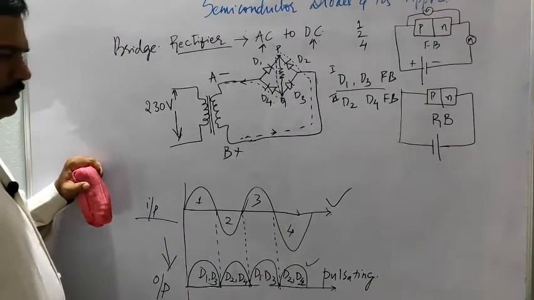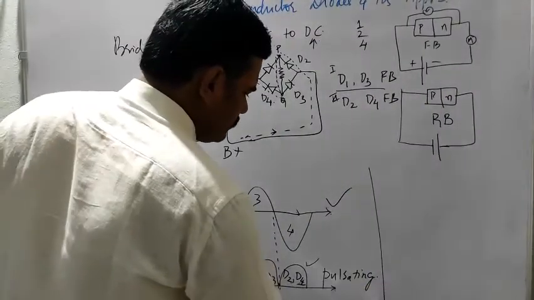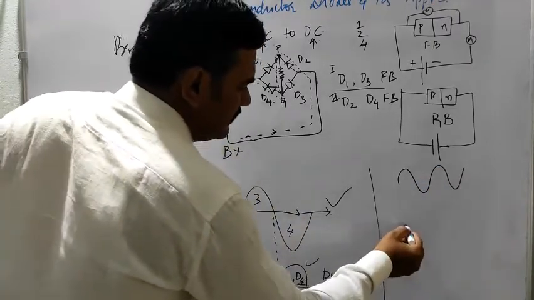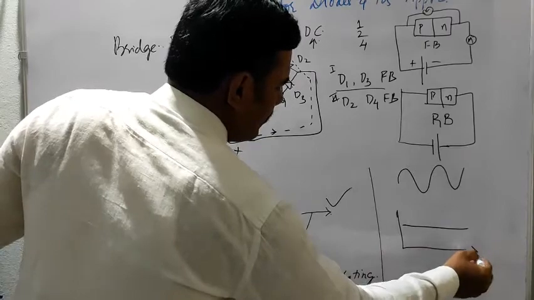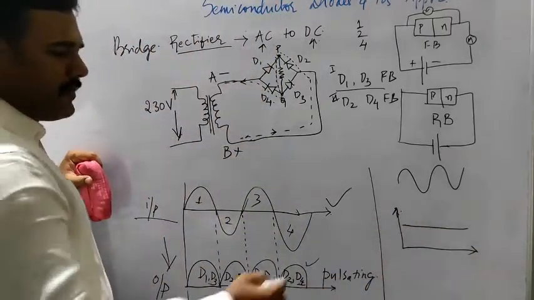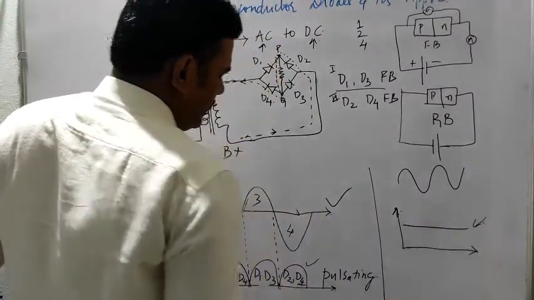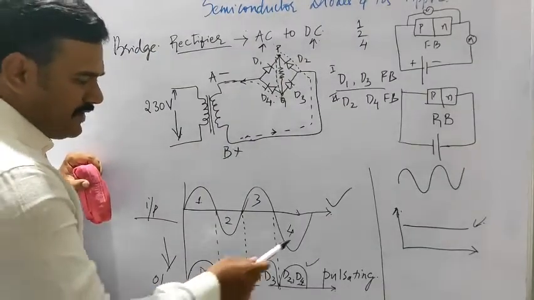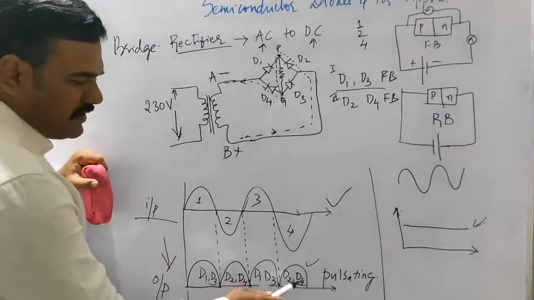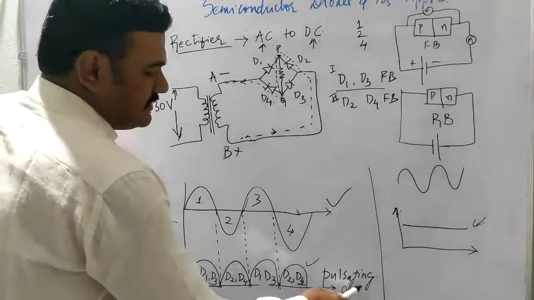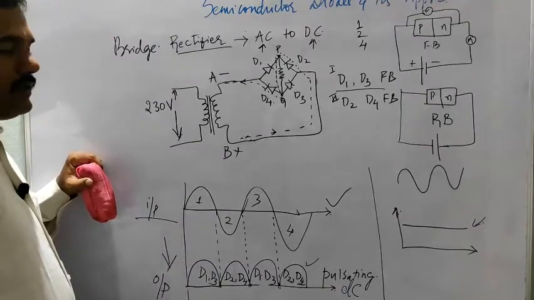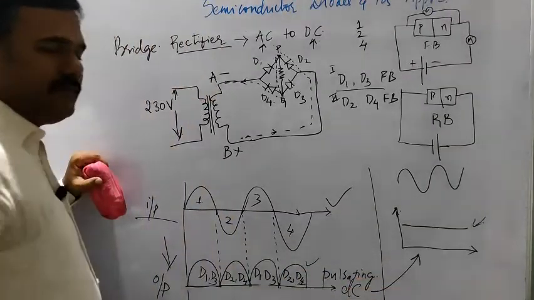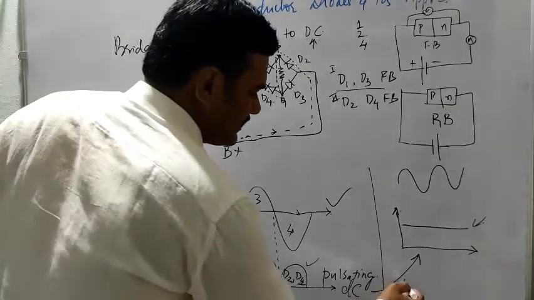Now we can see that this is an AC and this is a DC, a perfect DC. But when we obtain the output from the rectifier circuit, this is not a perfect DC. Therefore, we call it pulsating DC. So, to convert this pulsating DC to a perfect DC, we go for filter circuits.